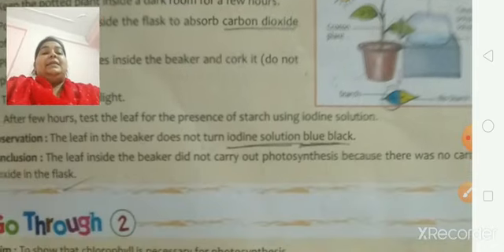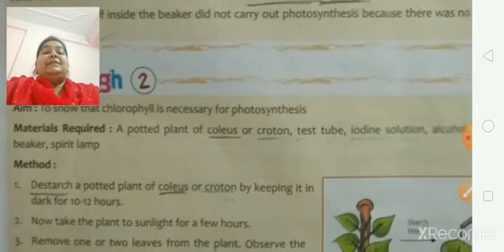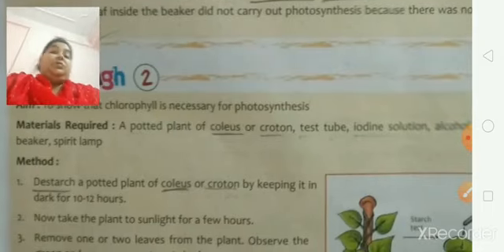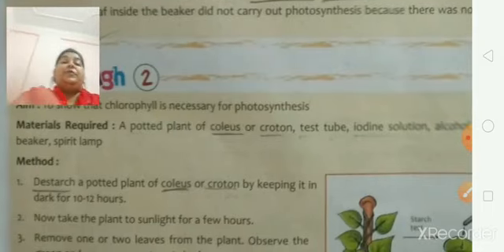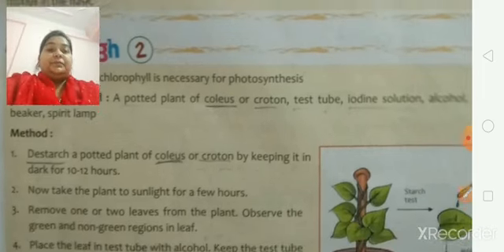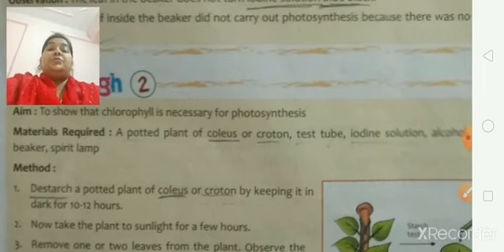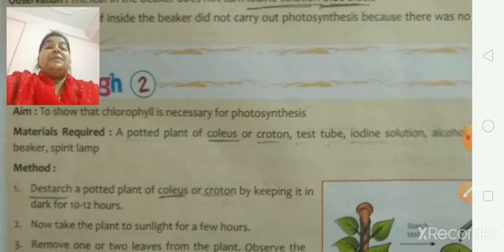Moving further, our second activity: why chlorophyll is necessary for photosynthesis. Here you also know what chlorophyll is. It's a green pigment present in leaves. That is also an important part.